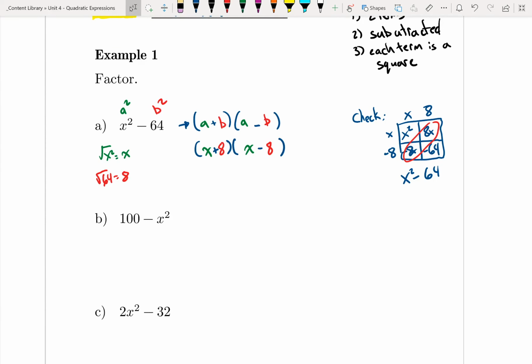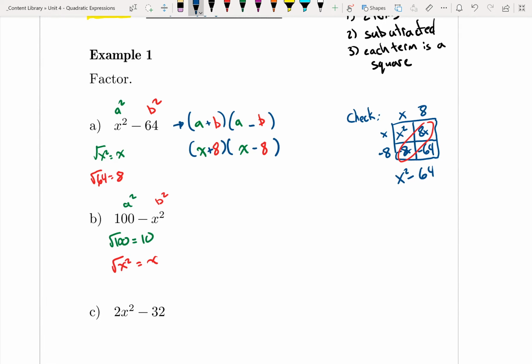So moving on to the next example, again, we're going to go through and color code it. So 100 should be our a squared, and our b squared should be the x squared. We may want to check first, does this work as a difference of squares? Well, looking at it, there are two terms, they are subtracted, and each term is a square. Because if I take the square root of 100, this equals 10. And if I take the square root of x squared, like the last one, I get x.